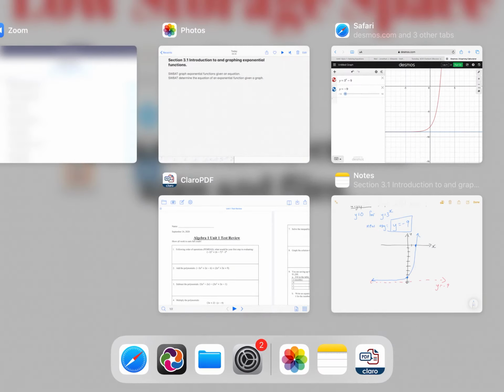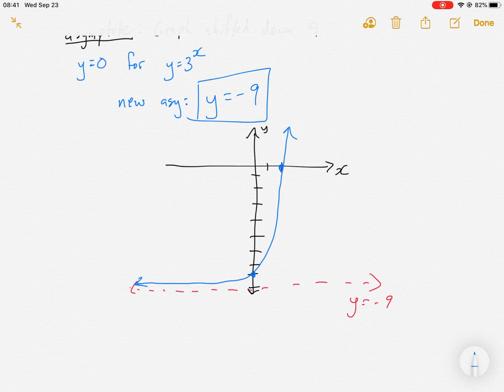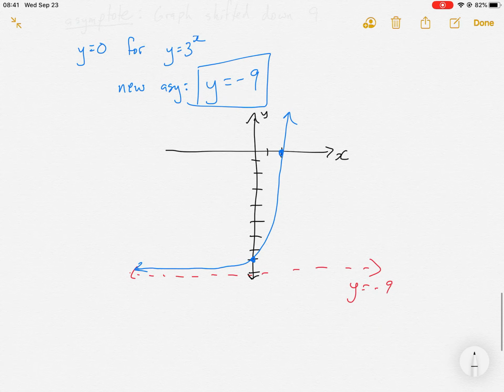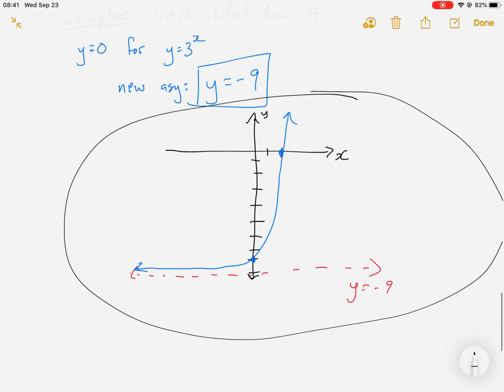However, you should be able to quickly come up with something like this. You should kind of have a sense of what every exponential graph looks like.